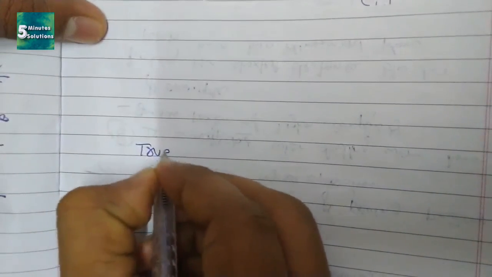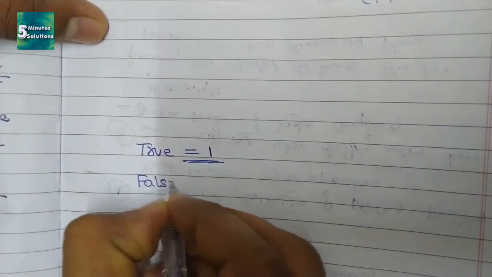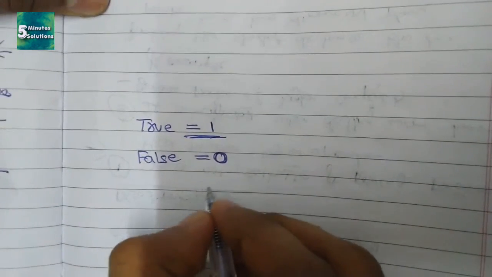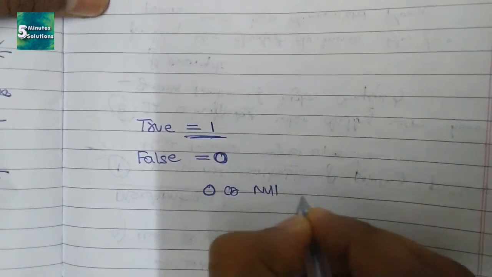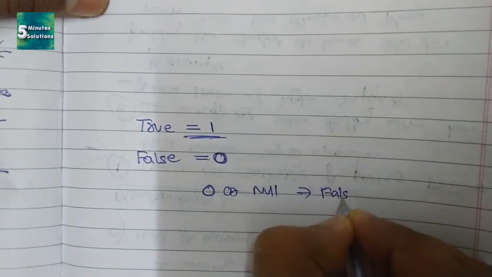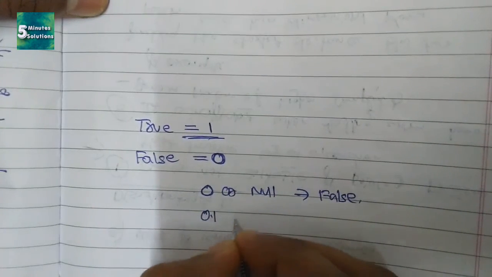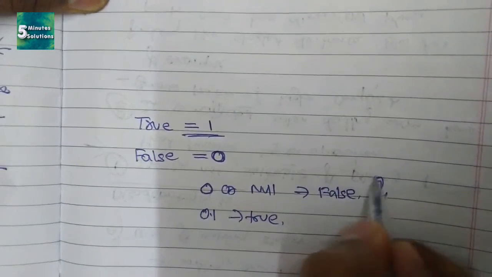Let me tell you something. In Python, true means 1, just remember this one. True means 1 in Python, and false means 0. Okay, nothing but 0 or null means it is false. Anything above 0, if 0.1, is also true. Okay, this is important in Python.